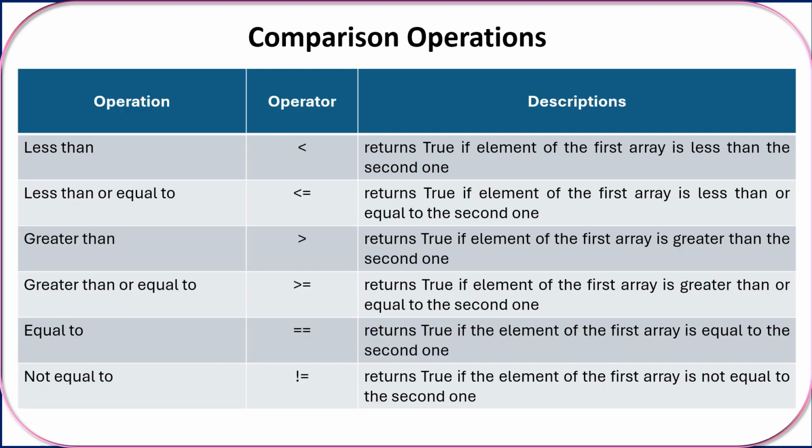Next is the comparison operation. Here again we are just going to find which is less than or equal to, or greater than or equal to, or not equal to. So the symbols are these, represented in the operator column. We'll check one by one with the example.